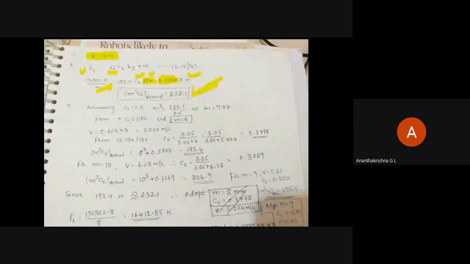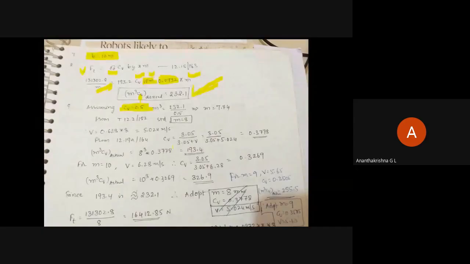So B is 10 times module, not millimeter. 10 times module is the initial assumption. Then I get M cube CV desired. Now, what we need to do is initially assume CV to be equal to 0.5, that is the velocity factor. Substitute that CV in this equation, and you are going to get the value of module as 7.74 millimeter per tooth after simplification.